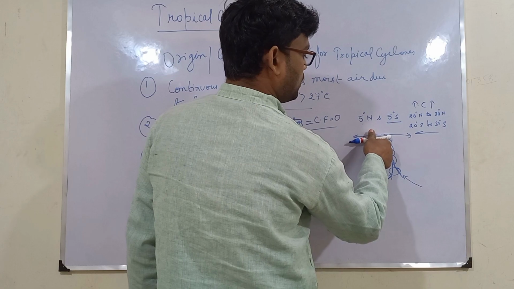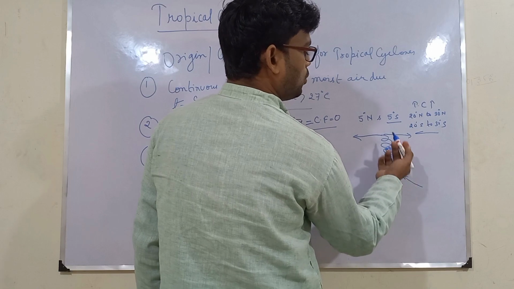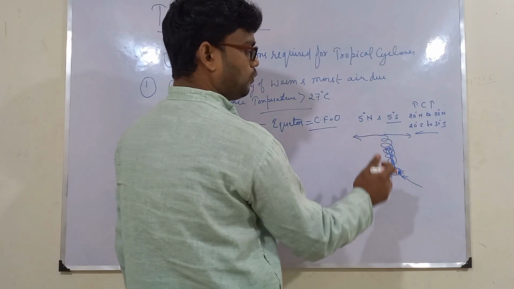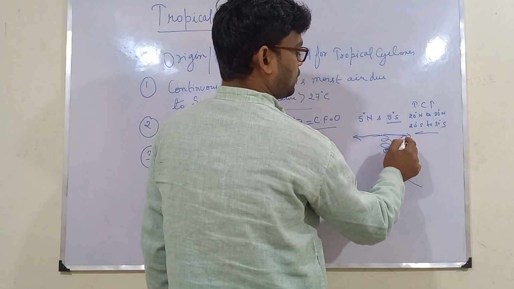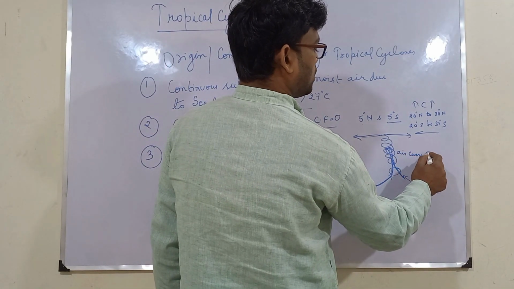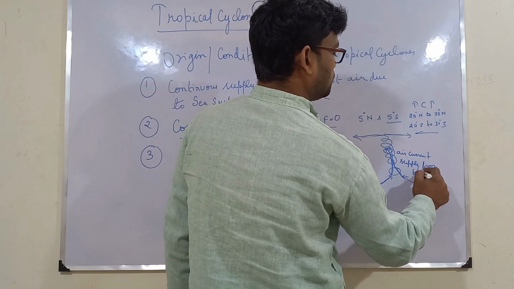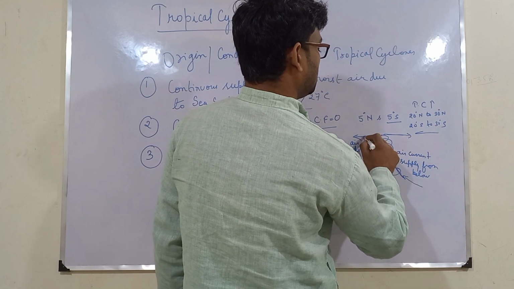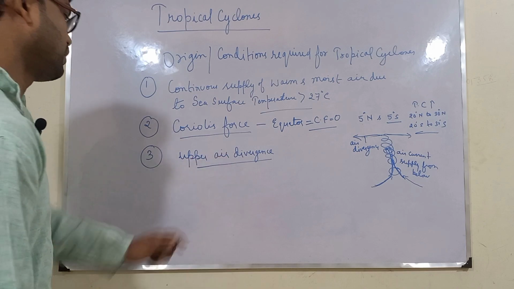If this air does not diverge properly, then the current supply or the energy supply from below will reduce, and that will reduce the intensity of cyclones. So in order to ensure that the cyclone forms with good intensity and without any breakage, this air must diverge, and it ensures the air current supply from below. So this is the third point, upper air divergence.